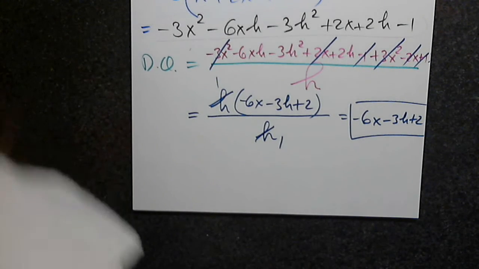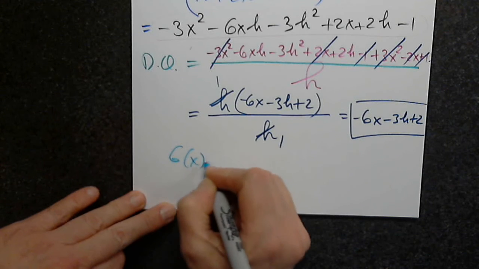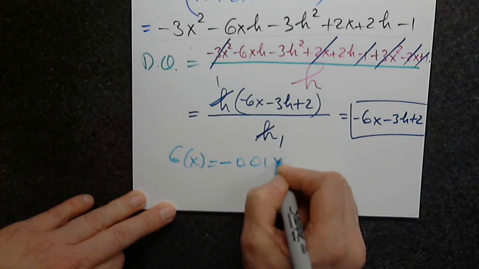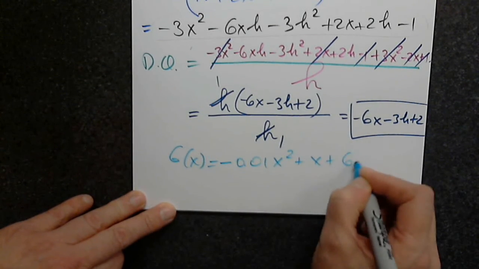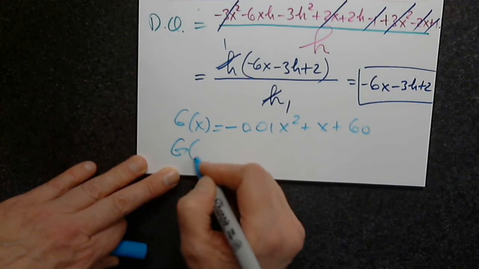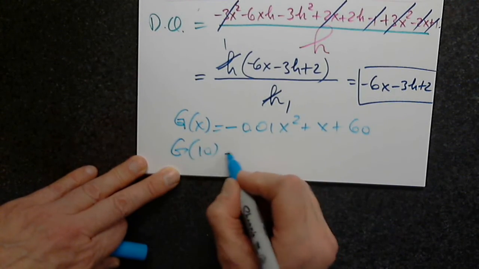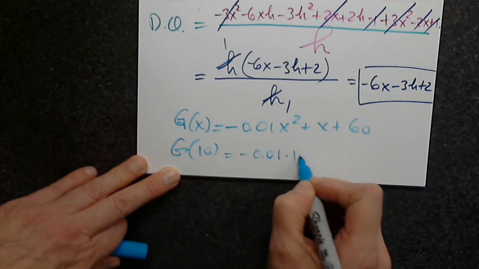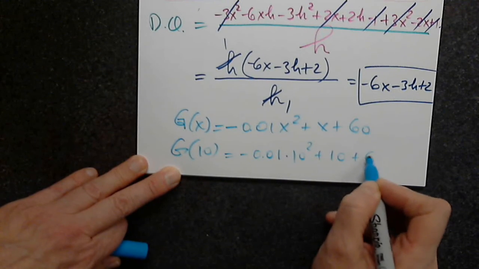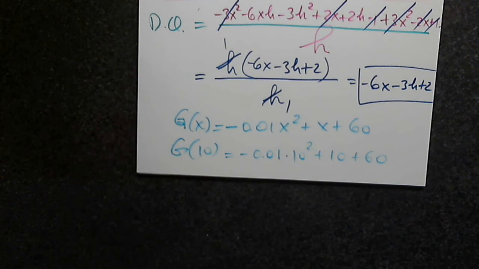So here's our function g of x. It's given as negative 0.01 x squared plus x plus 60. And we want to determine g of 10. Negative 0.01 times 10 squared plus 10 plus 60. Here's what I recommend us to do.